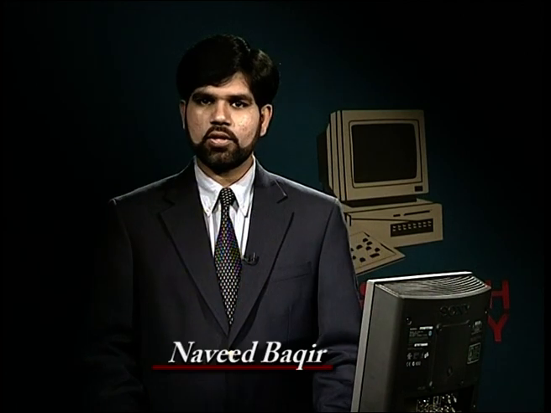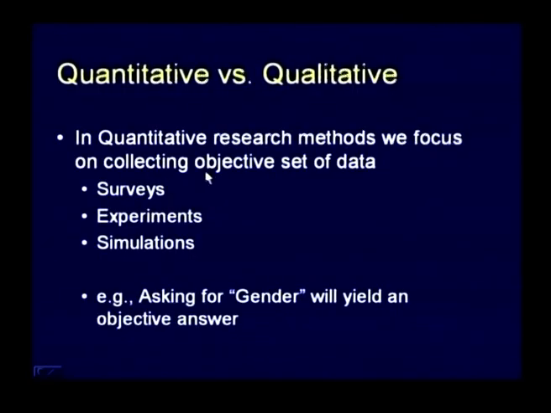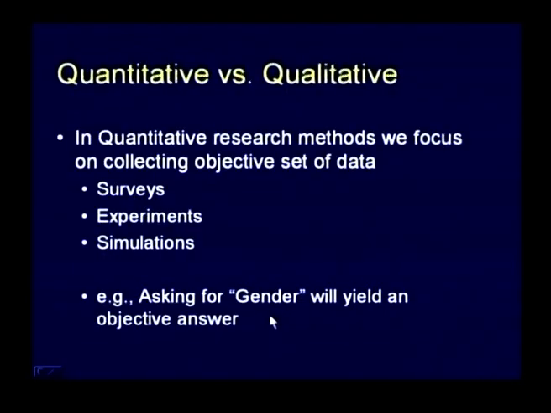Before we go into the discussion of qualitative methods, we need to spend a little bit more time to find out the difference between quantitative and qualitative research methods. In quantitative research methods, we focus on collecting objective data. We employ different types of research methods, for example, surveys, experiments, simulations. And once again, we want objective data. For example, if we ask someone for gender, it will yield an objective answer.